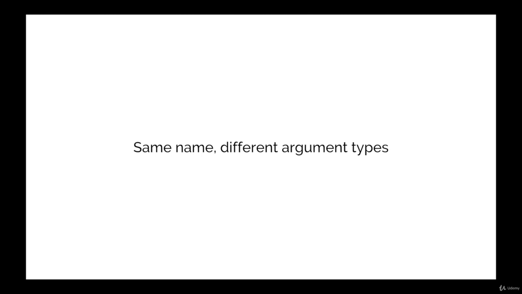So whenever you have two or more methods having the same name but different argument types, such methods are known as overloaded methods, and this concept of having multiple methods with the same name but different argument types is known as method overloading.